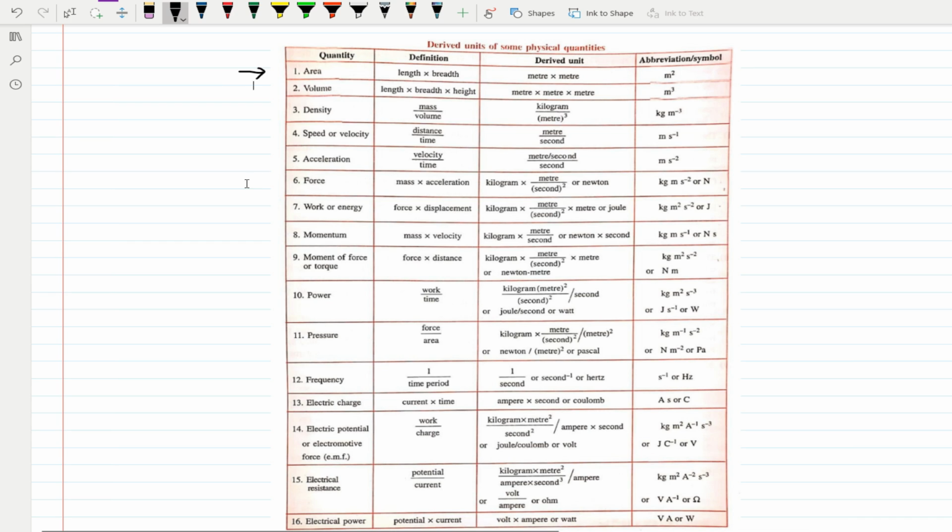Okay, similarly for others also, you can see force, its formula is mass into acceleration, and how it is made up of the fundamental units. So go through them once. These are examples of derived units.